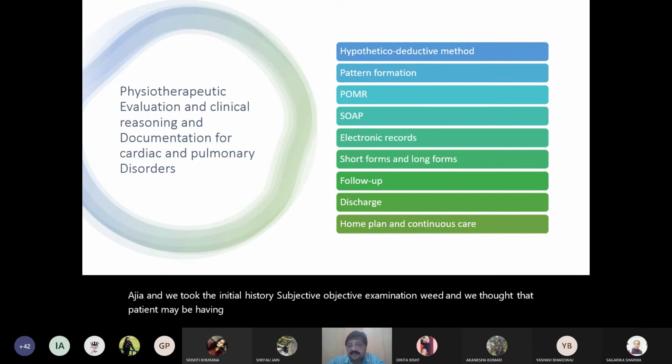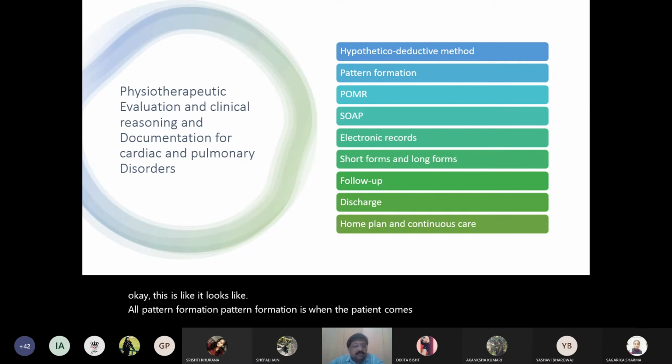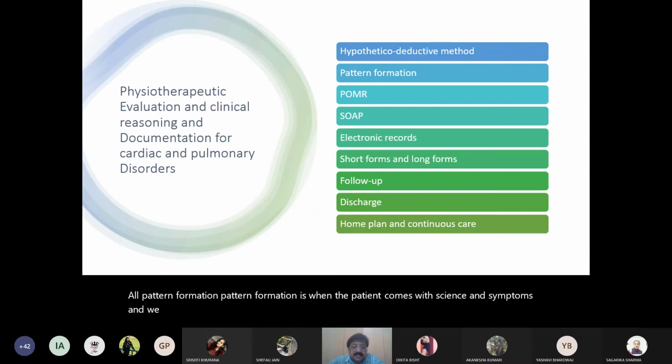We asked for a PFT, we got the PFT record, and we confirmed, okay, it looks like COPD only. Or pattern formation. Pattern formation is when the patient comes with signs and symptoms, and we immediately assess the case and make a diagnosis based on the patient's presentation, which will come with a lot of experience.